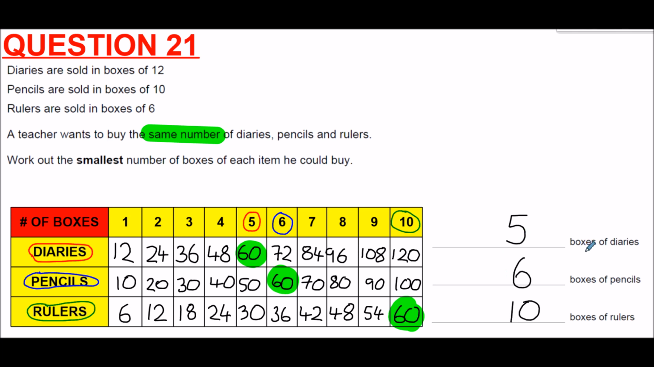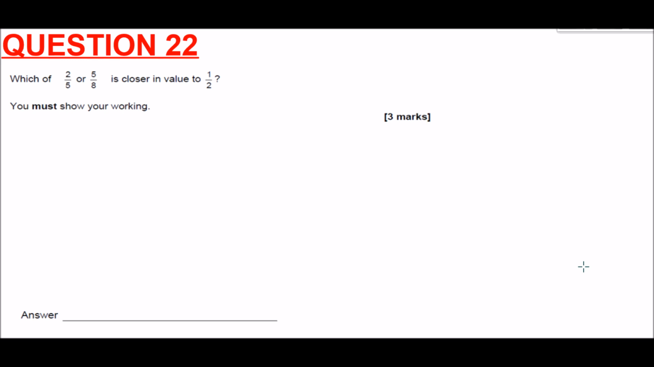So 5 boxes of diaries, 6 boxes of pencils, and 10 boxes of rulers would solve his problem and would give him 60 of each item. Question 22. Which one out of 2/5 or 5/8 is closer in value to 1/2? And we're told we must show working, so we can't just simply guess if it's one or the other.